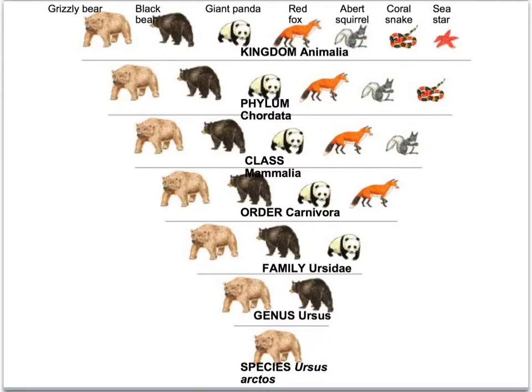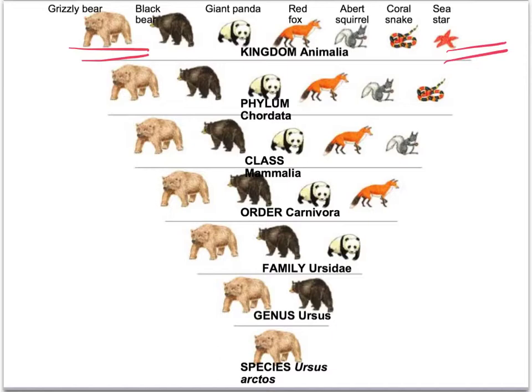This slide here just shows us the hierarchical system. When we look at the kingdom Animalia, we can see that we have everything from grizzly bears to starfish. Then we get into the phylum Chordata. Chordata, these are the organisms that have a backbone. Then we go to the class Mammalia. This happens to be our class. These are animals that have fur, give birth to live young, and have mammary glands.